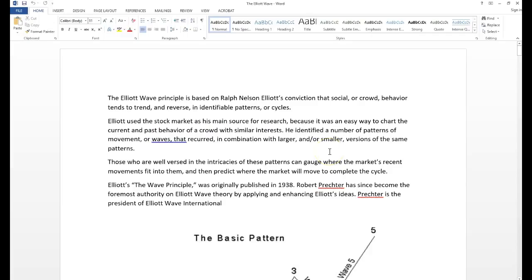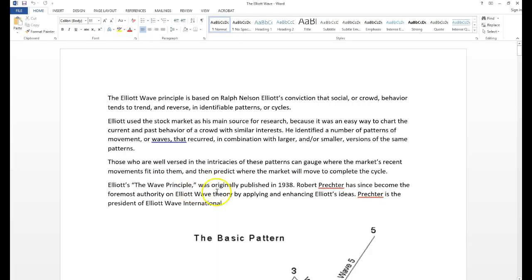He identified a number of patterns of movement or waves that reoccurred in combination with larger and smaller versions of the same patterns. Now what that means is there are movements or waves, a cycle within cycles. That's what I like to say. Those who are well versed in the intricacies of these patterns can gauge where the market's recent movements fit into them and then predict whether it will move to complete the cycle.